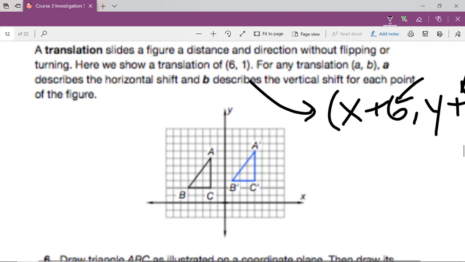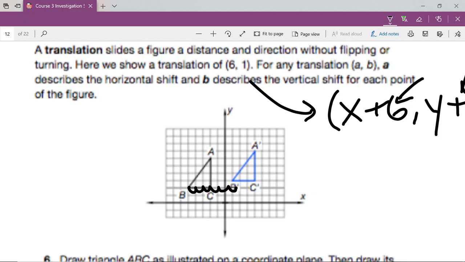So let me get a little bit closer here. Let's say we're going from A to A prime. If I go horizontally, 1, 2, 3, 4, 5, 6, and then up 1, I get to A prime. Or maybe with my B values, I go 1, 2, 3, 4, 5, 6.